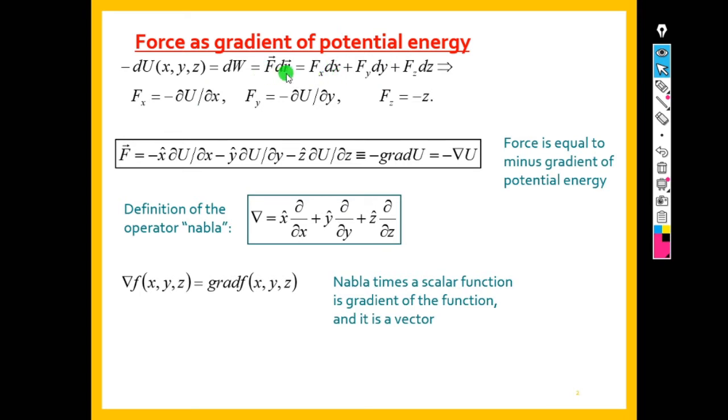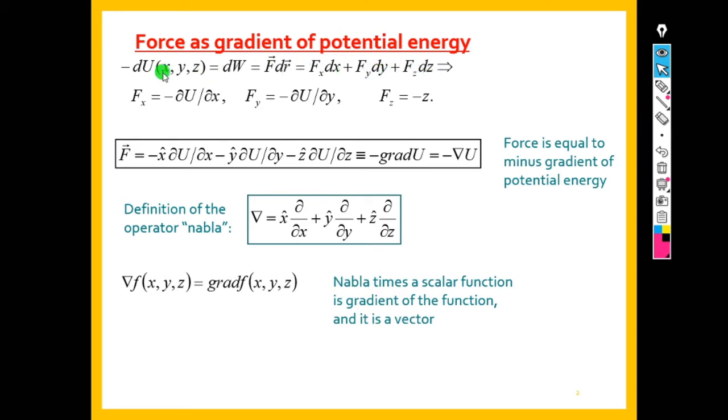As this is a scalar product, i dot i becomes 1. So when I do the dot product of the two vectors, I'll get Fx dx plus Fy dy plus Fz dz, because all the dot products between the same unit vectors will be 1, that is i dot i is 1. So hence I got Fx dx and Fy dy and Fz dz.